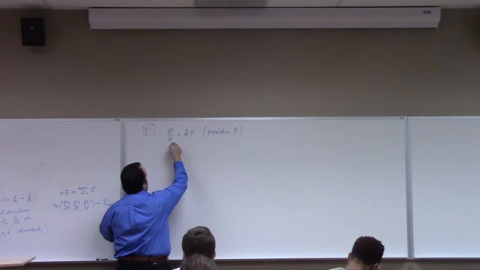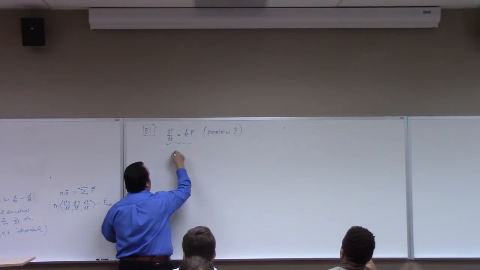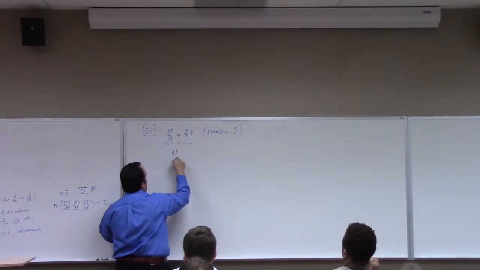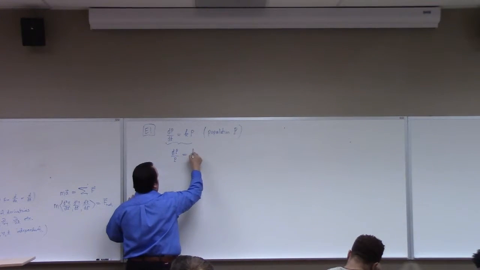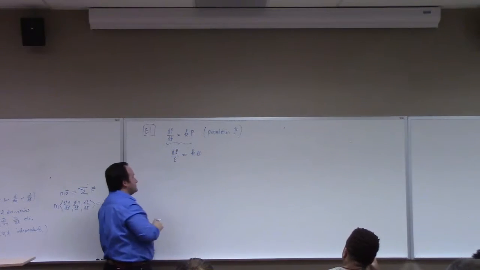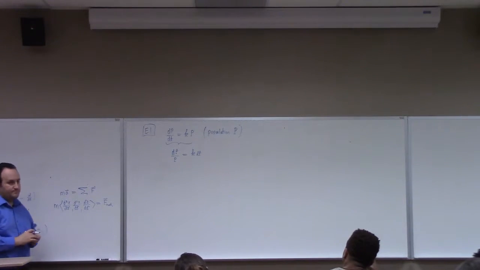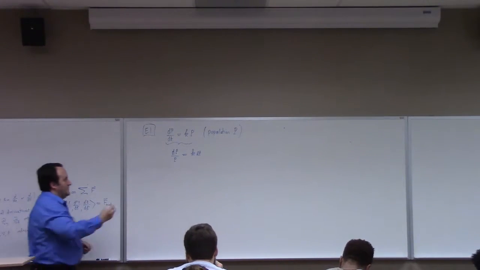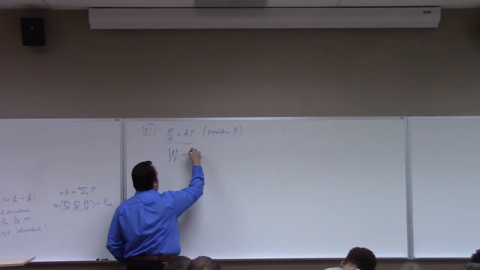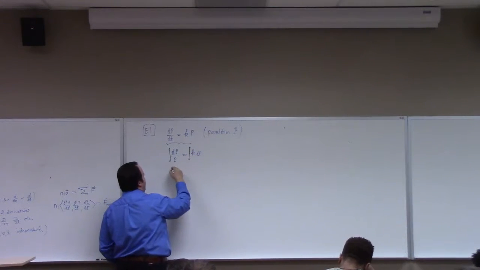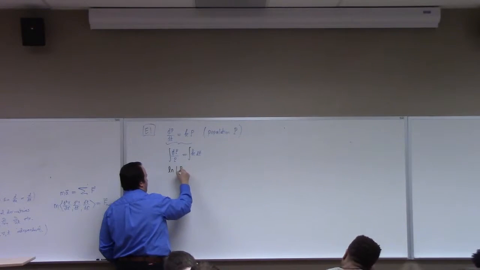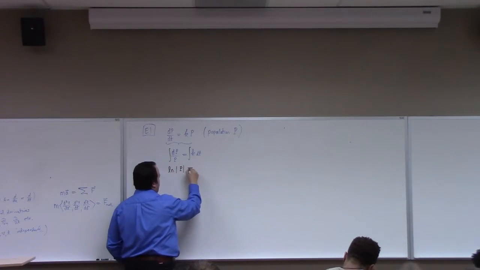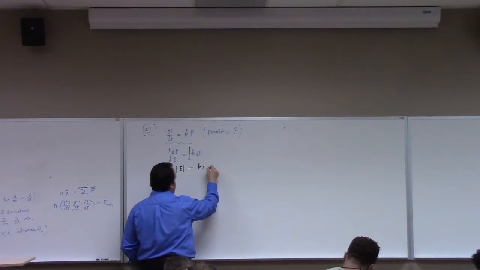So what have we got? Let's separate and integrate. So we get dp over p equals k dt. So we separate variables, and then we integrate. So on the one hand, I get natural log of the absolute value of p, and on the other side, I get kt plus, say, a constant.